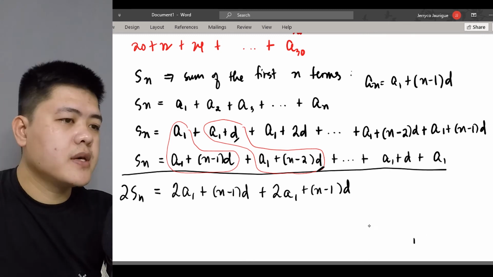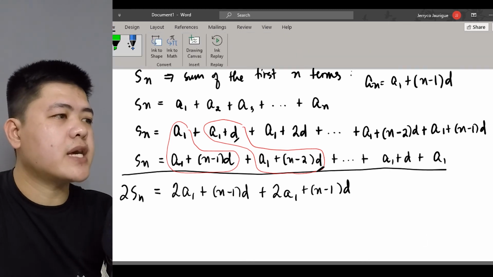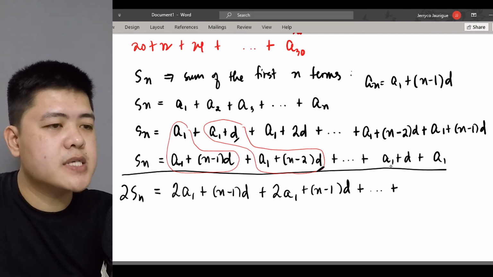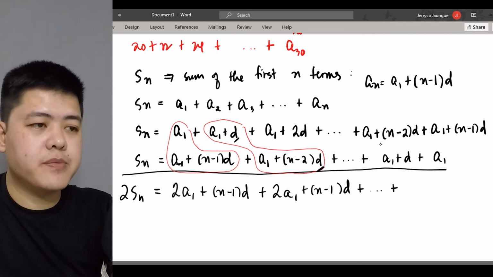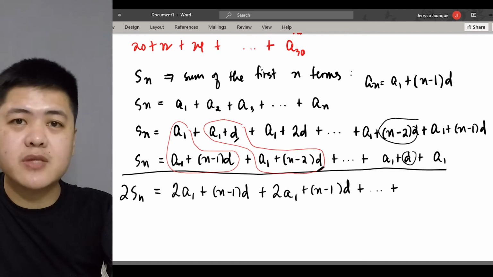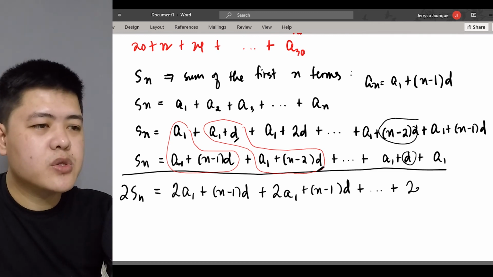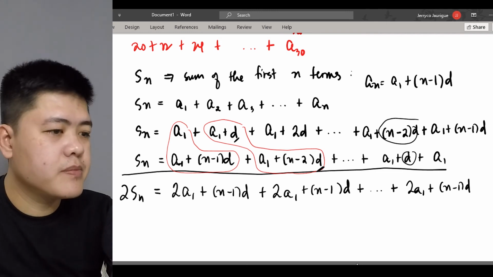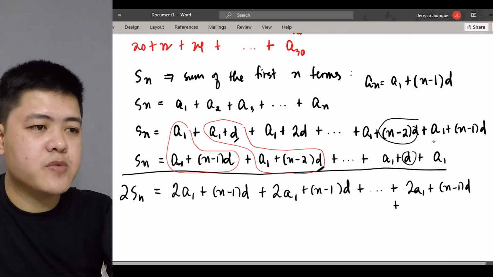times d. And then, dun sa second to the last row, plus, second to the last term, a1 plus n minus 2 times d. O, alam na natin to, no? A minus 2 times d, tsaka itong plus d. So, we'll get 2a sub 1 plus n minus 1 times d. And, obviously, the last term is, we have a sub 1, so we'll get 2a sub 1 plus n minus 1 d.